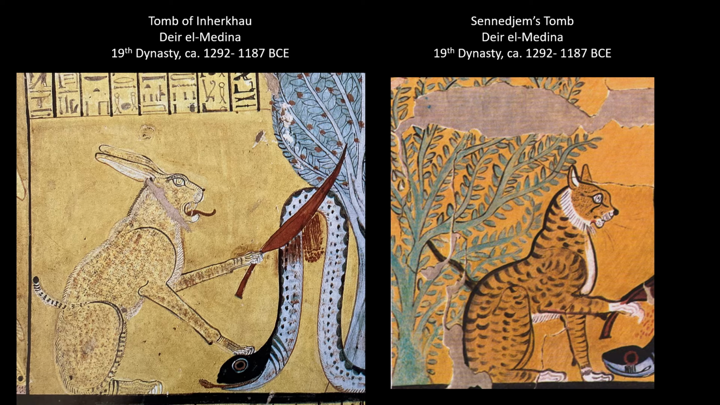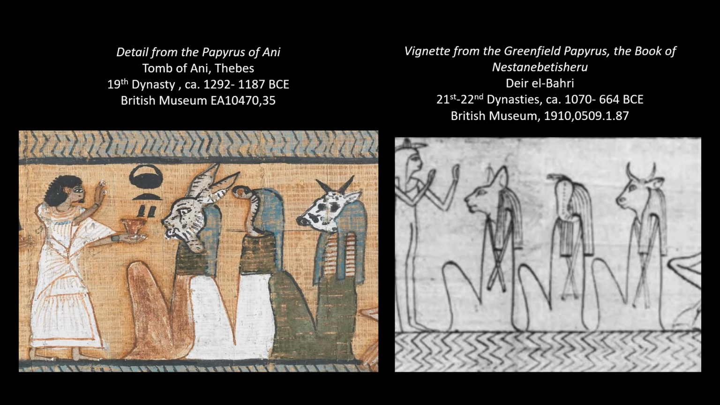And we also might be seeing an iconographical shift where cats and hares become increasingly intermixed and merged, which might be why in the Greenfield Papyrus, which dates a dynasty or two after Innerkow's tomb, we see the cat replacing the hare in the trio of deities facing the deceased.